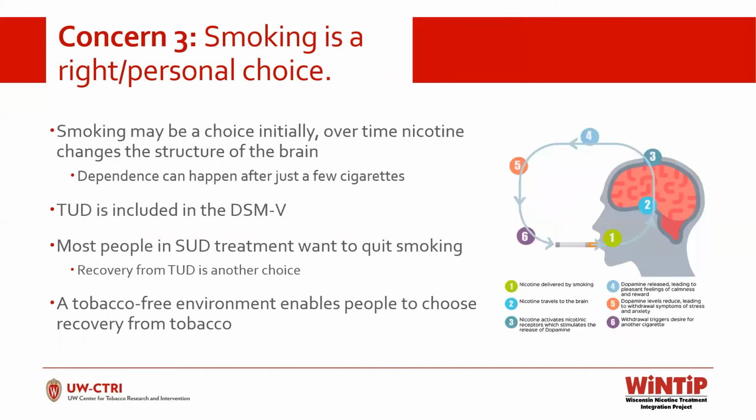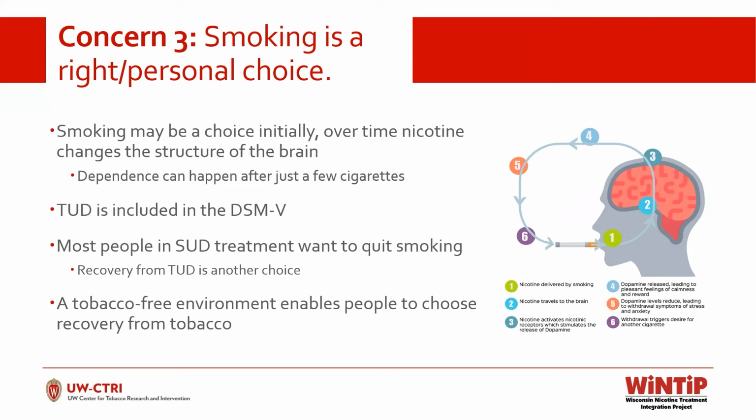Concern number 3: smoking is a right and personal choice. While smoking may be a choice initially, and people choose to engage in that behavior freely, over time, we know that nicotine will start to change the structure of the brain, and that dependence and tobacco use disorder can happen after just a few cigarettes. When someone consumes nicotine, it travels to the brain and releases dopamine and other neurotransmitters involved in the reward pathway and the pleasure sensation.